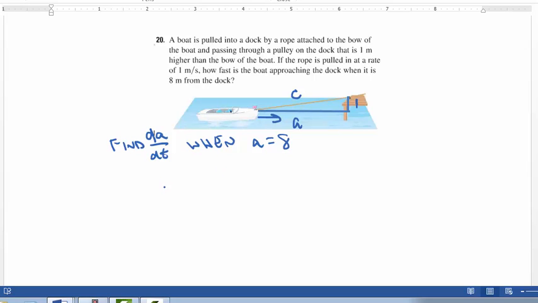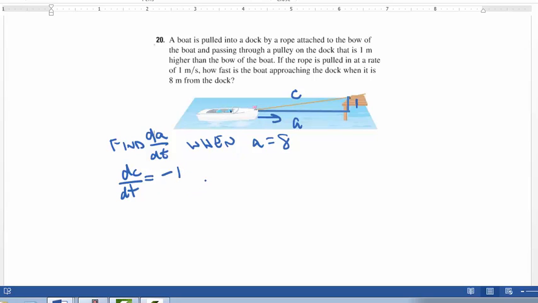And you also know that the rope is pulled in at a rate of 1 meter per second. So the pulley is basically being pulled in, right? This rope here is being pulled in at a rate of 1 meter per second. So that's how C is changing, right? So dC/dt is getting smaller, right? So it's going to be negative, and it's 1 meter per second, so it's negative 1. So dC/dt is negative 1.